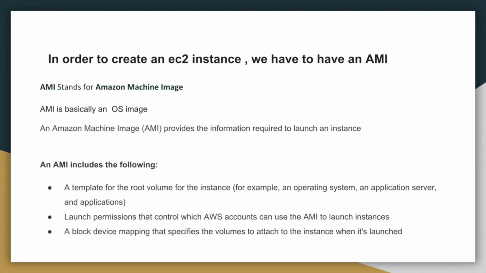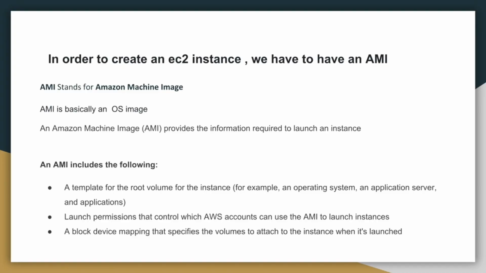Fact number 2, in order to create an EC2 instance, we have to have an AMI. AMI stands for Amazon Machine Image. AMI is basically an OS image, and it provides the information required to launch an instance.